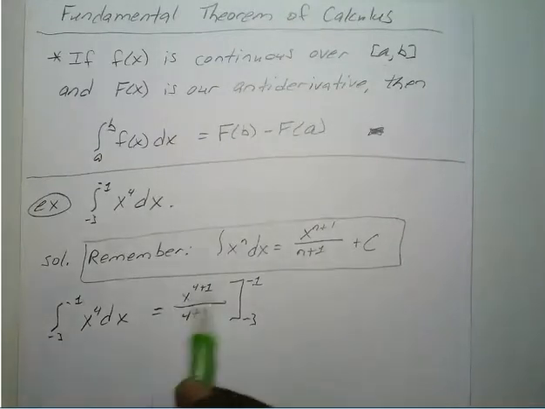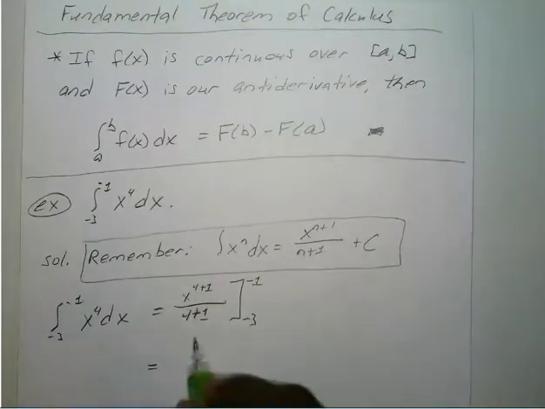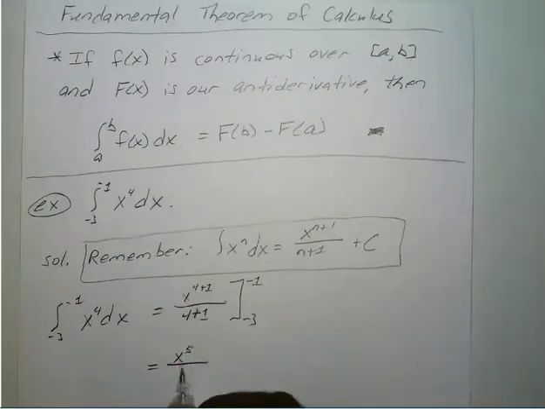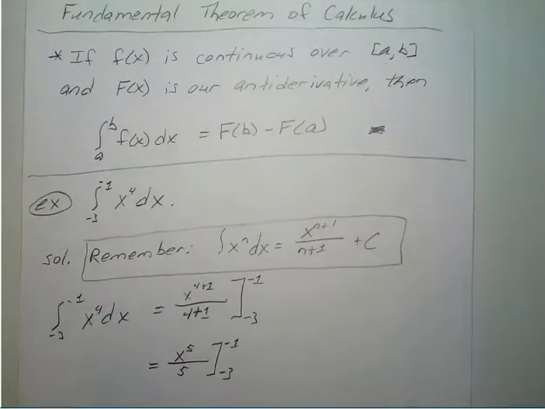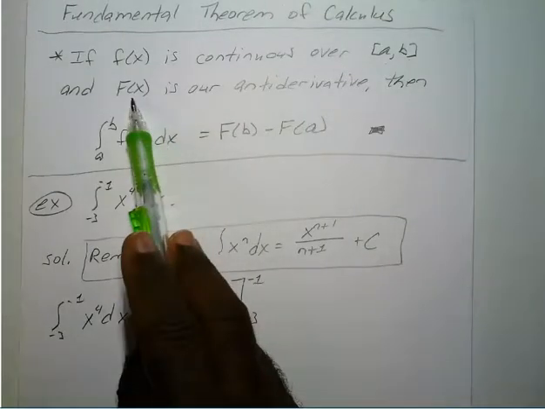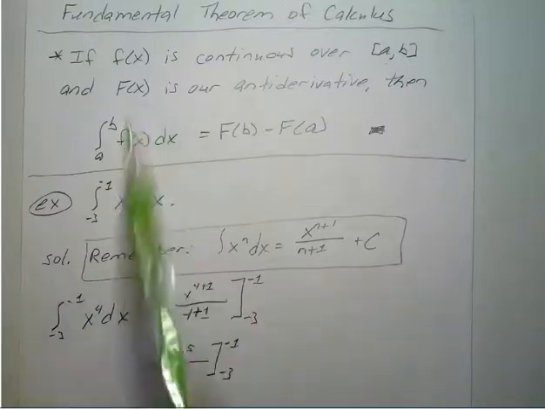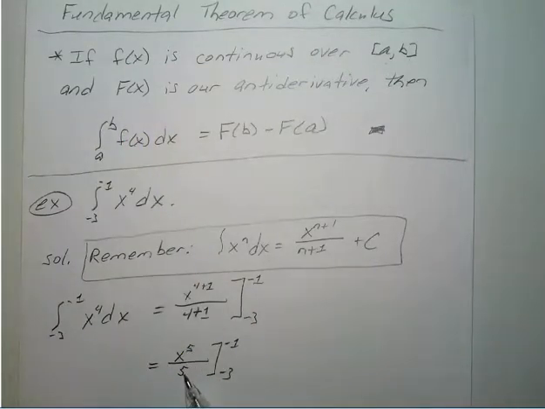Okay, so if we simplify this, this just becomes x to the fifth power divided by 5 from -3 to -1. So this is our integral, this is our uppercase F of x, x to the fifth over 5.